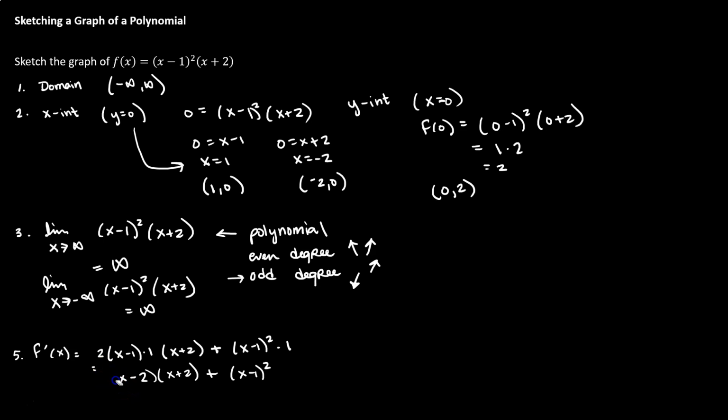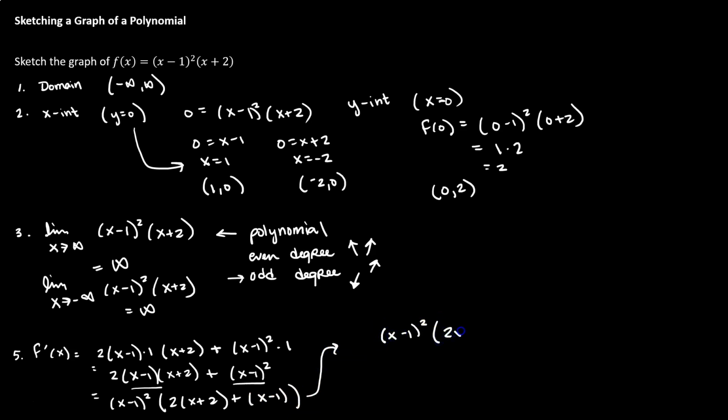Oh, I should have left that 2 factored out. If I left this as 2 times x minus 1, then I can see that both my terms have that x minus 1 factor, leaving behind 2 times x plus 2 plus 1 factor of x minus 1. We can clean this up. Oops, that shouldn't have a square outside of it. It was just one of those.